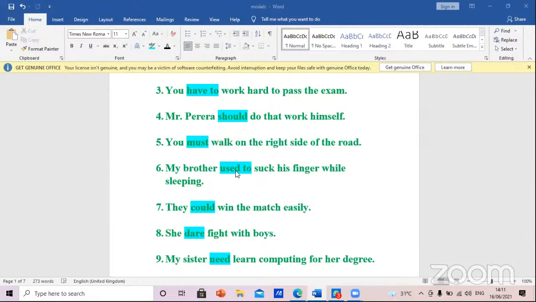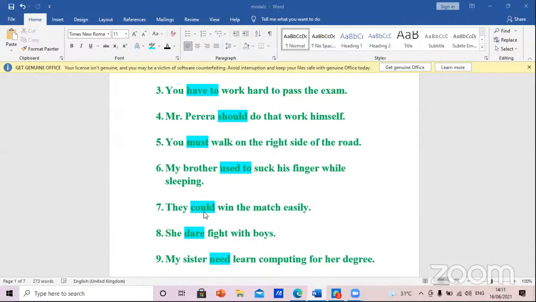Used to, right? I used to cry when I was small. When I was a small girl, I used to cry for nothing, right? I used to. Now I am not going to do that, right?